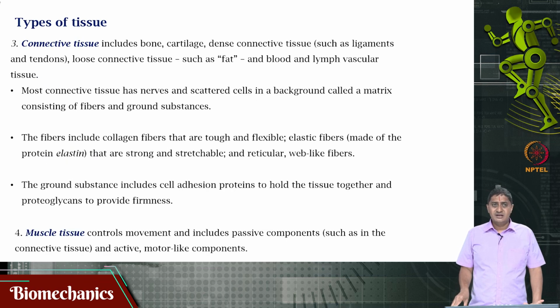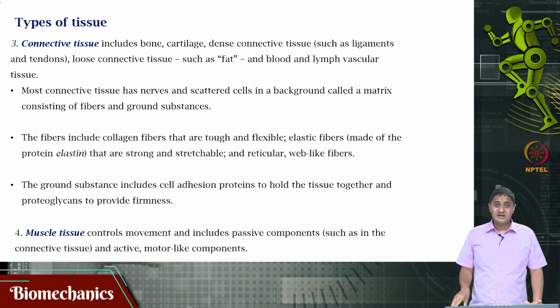Then you have connective tissue. This is very commonly found, and this includes bones, cartilage and other dense connective tissue such as ligaments and tendons, and loose connective tissue such as fat. By the way, fat is a type of tissue, and blood and lymph vascular tissue.